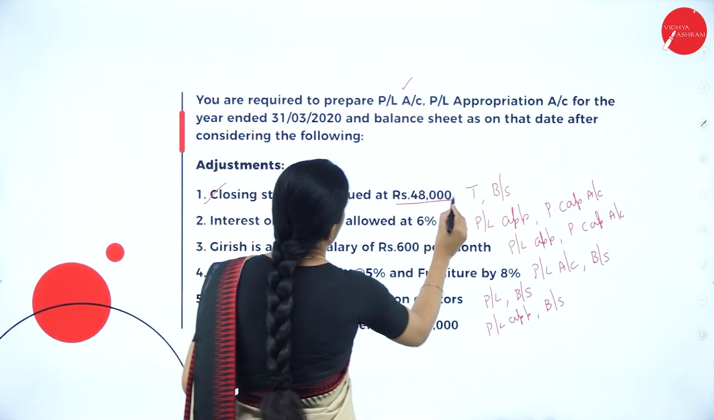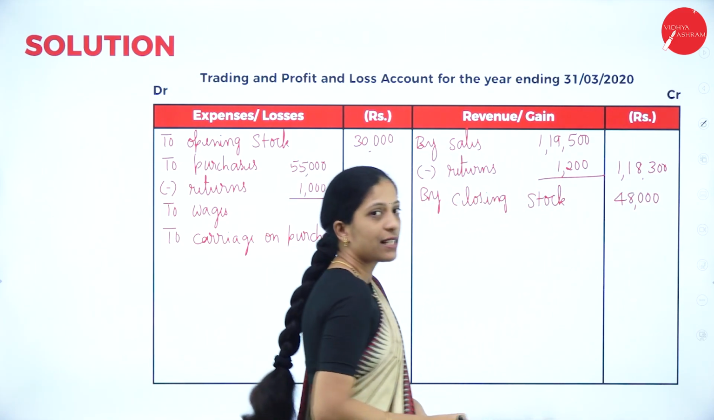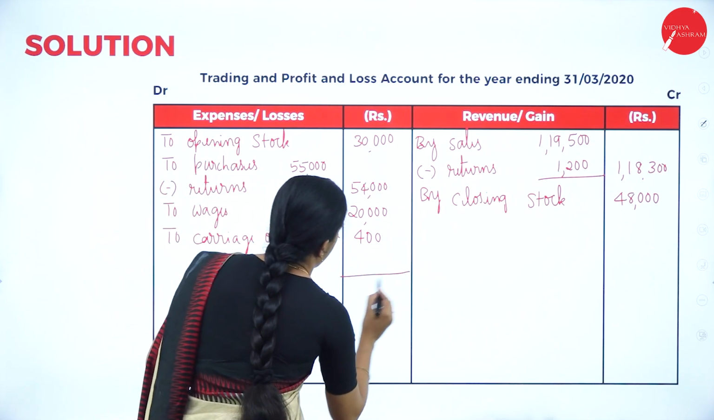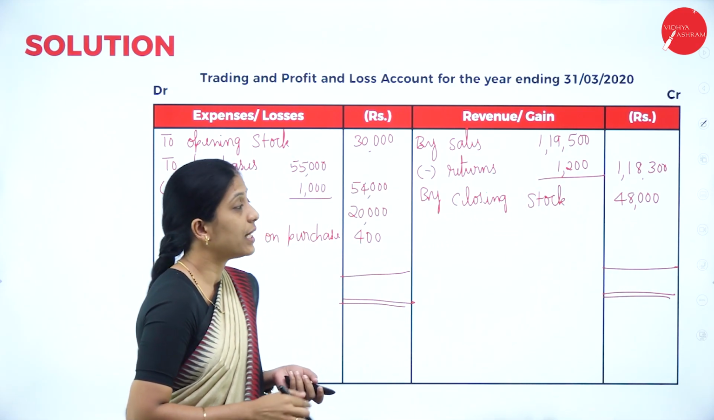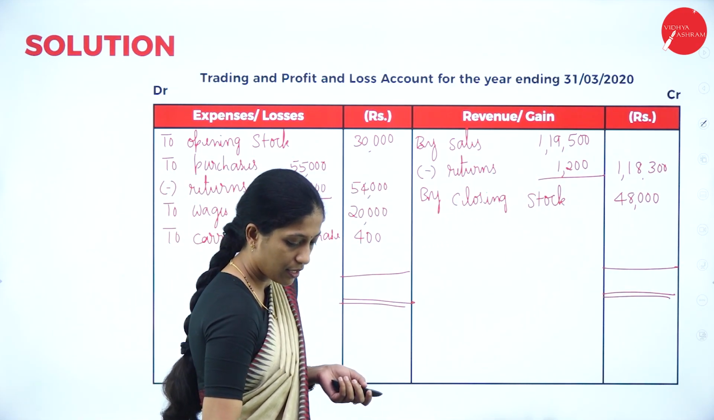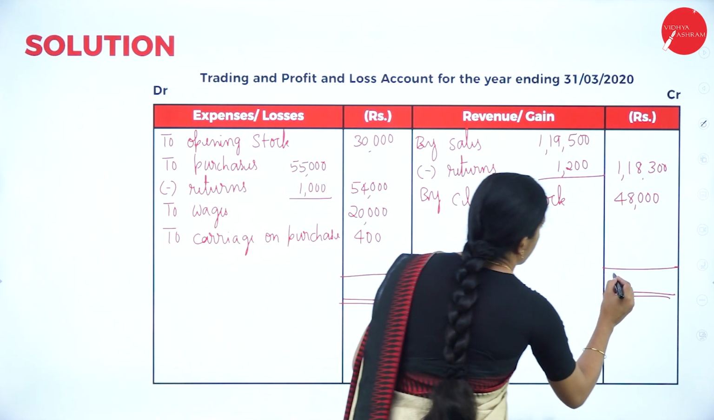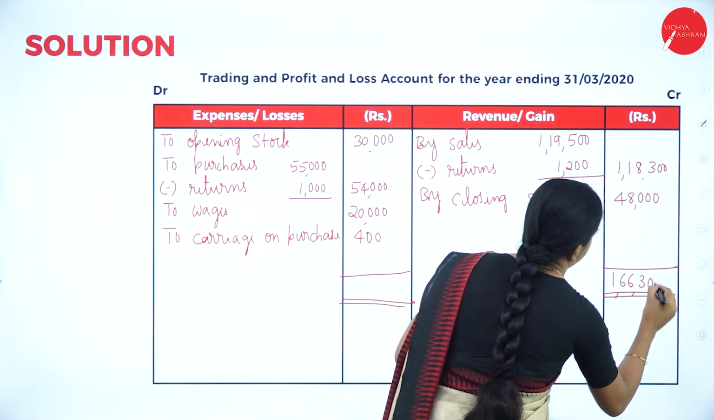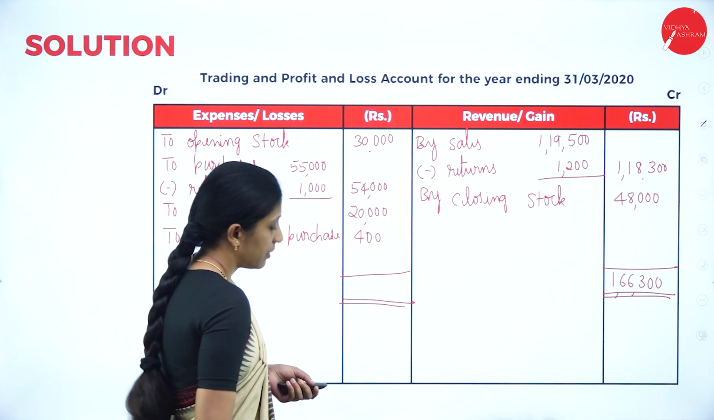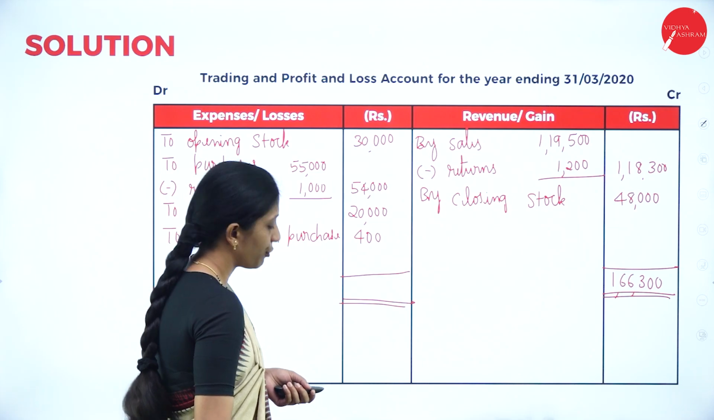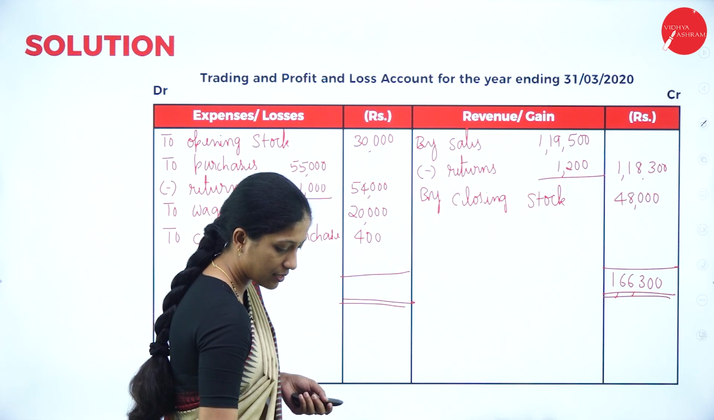So closing stock is how much? 48,000. So only this much in your trading account. Now balance both the sides. Balancing figure will be either gross profit or gross loss. Now if you see, count the credit side. So it is 1,18,300 plus 48,000, so it will be 1,66,300 minus 30,000 minus 54,000 minus 20,000 minus 400.